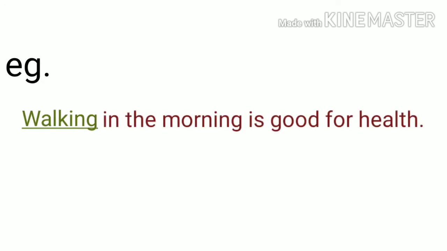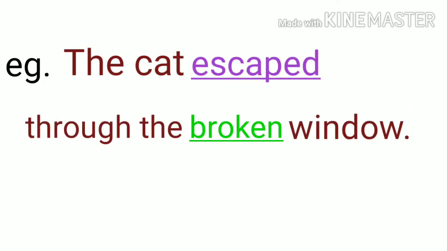The second example of this group: walking in the morning is good for health. So the activity of walking is not happening over here, but the name of the action has been placed here. Similarly, in the third example, the cat escaped through the broken window. Again, the word broken is a form of a verb, but it does not tell whether the subject is singular or plural. It does not tell when the action happened, when the cat ran out of the broken window. It does not give us any of this information. These verbs are non-finite verbs.